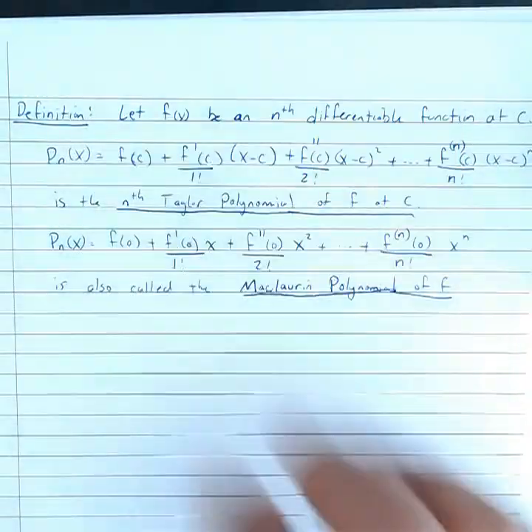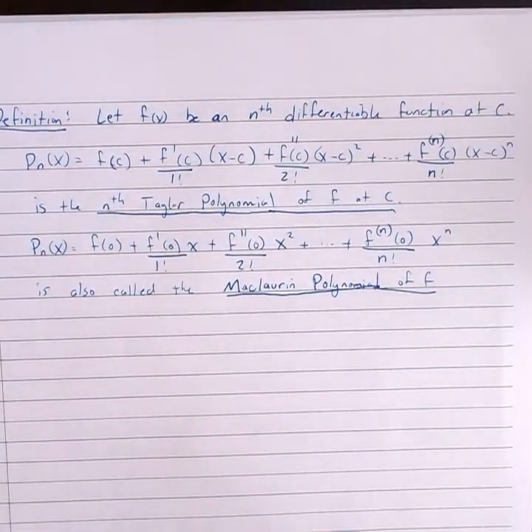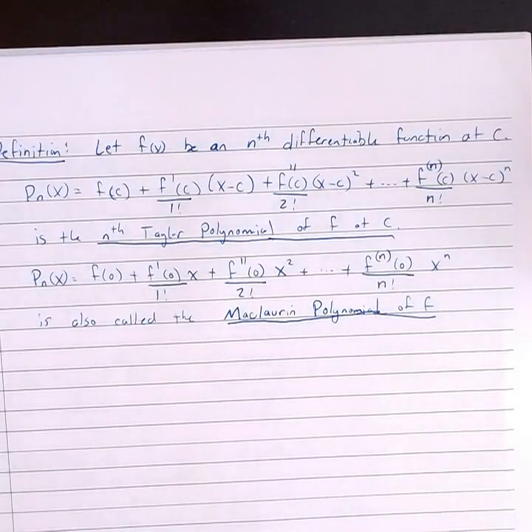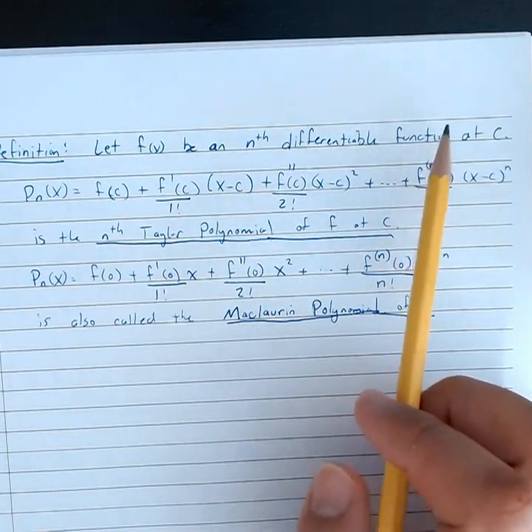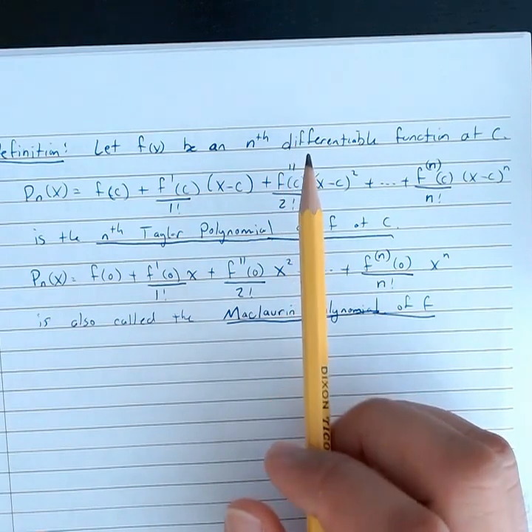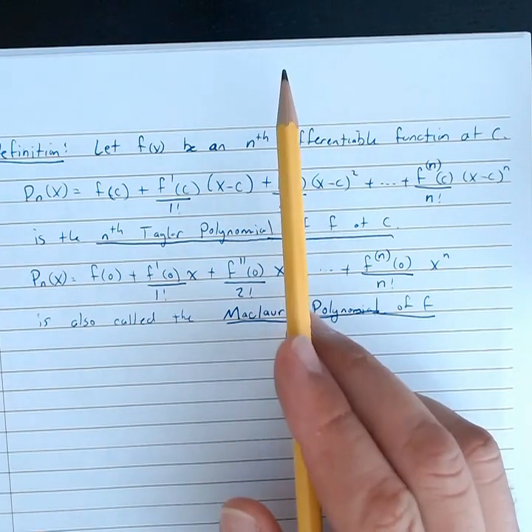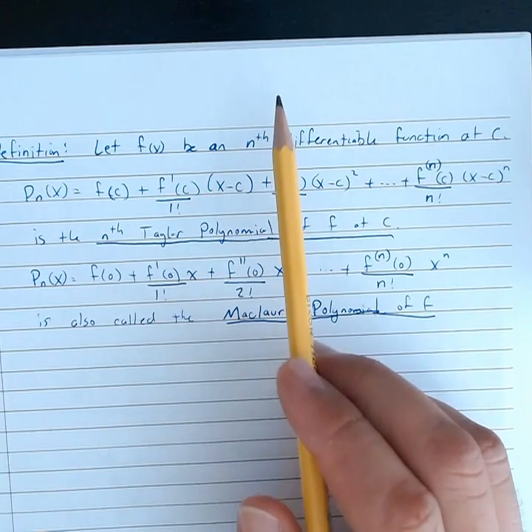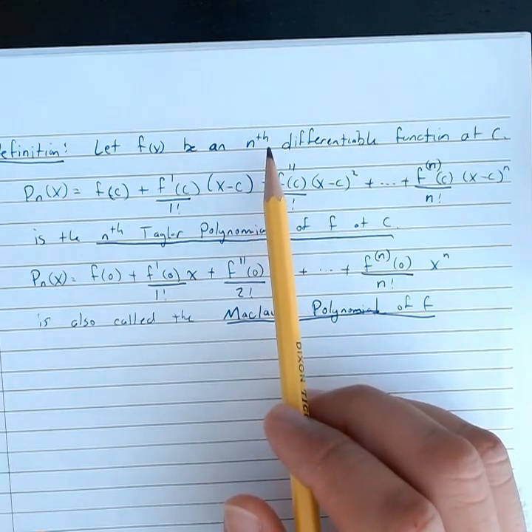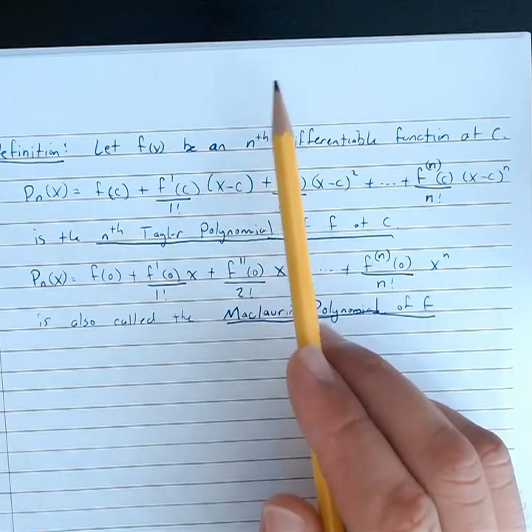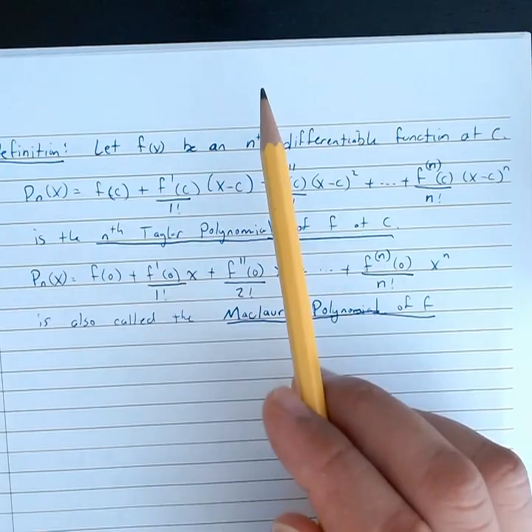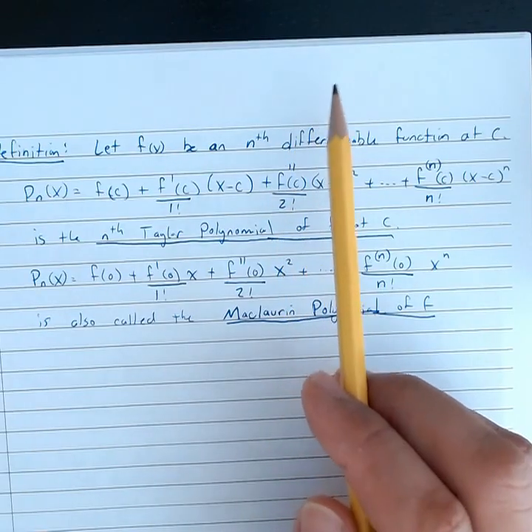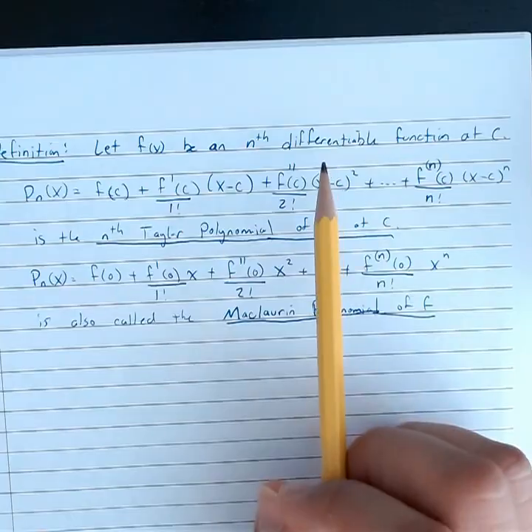This won't be anything new, but it formally summarizes everything we've seen so far. Let f of x be an nth differentiable function at c. That might be a new phrase for you, an nth differentiable function. A differentiable function means you can find f prime. A twice differentiable function means you can find double f prime, right? The second derivative. A third differentiable function is something where you can find f triple prime. An nth differentiable function just means you could find n derivatives. First derivative, second derivative, third derivative, fourth derivative, all the way up to n, the nth derivative.